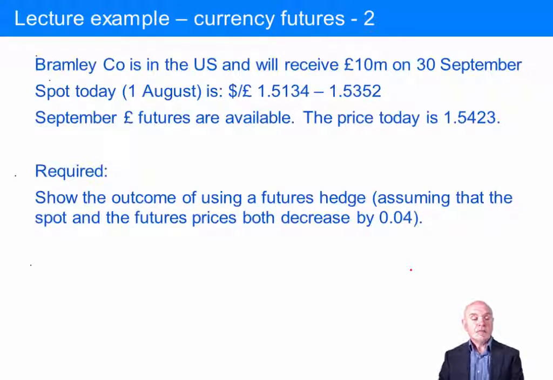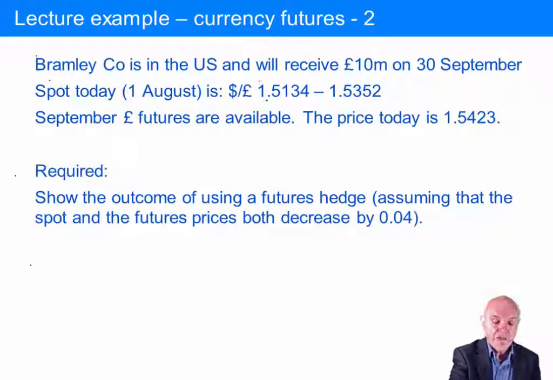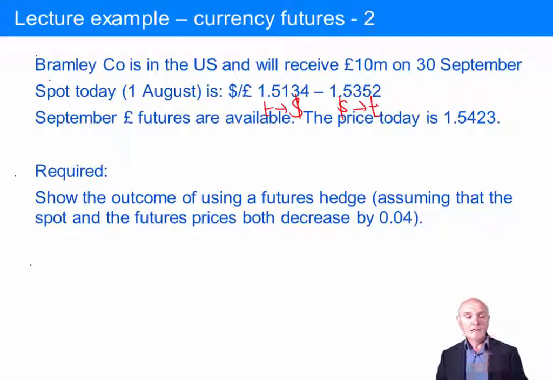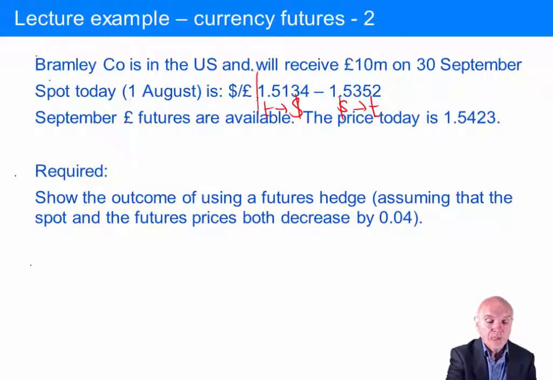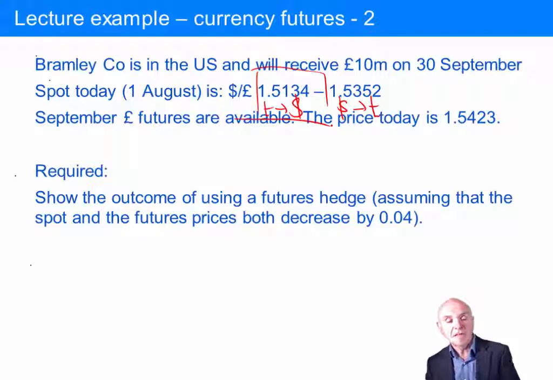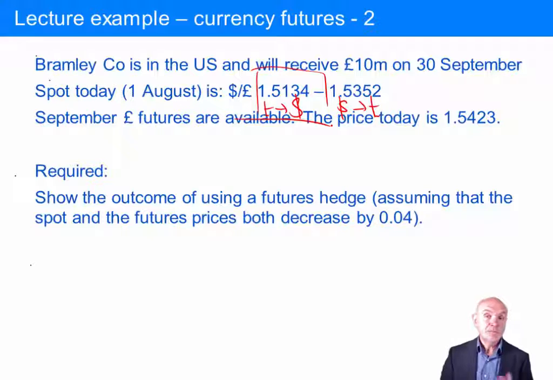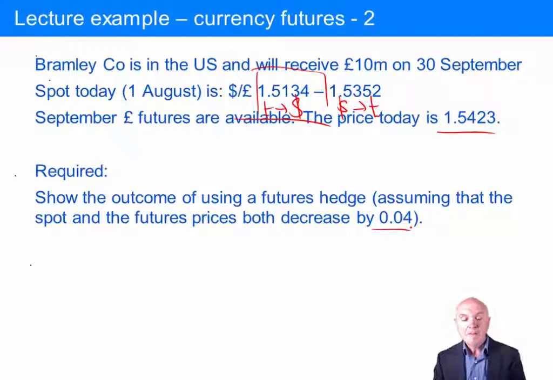Let's see another example. Here we are in the US, we're going to be receiving 10 million. The last example we were paying 10 million. The spot rate here, so this is if you're going to be changing pounds into dollars, and this is going to be changing dollars into pounds. So you go along with your £1, you're going to be given a fewer amount of dollars here. Here we are going to be interested in this one here. This is a rate which is applicable if we go along with 10 million and say give me dollars for that. Say the futures price today is 1.5423, and we have the same little movement on here, 0.04.